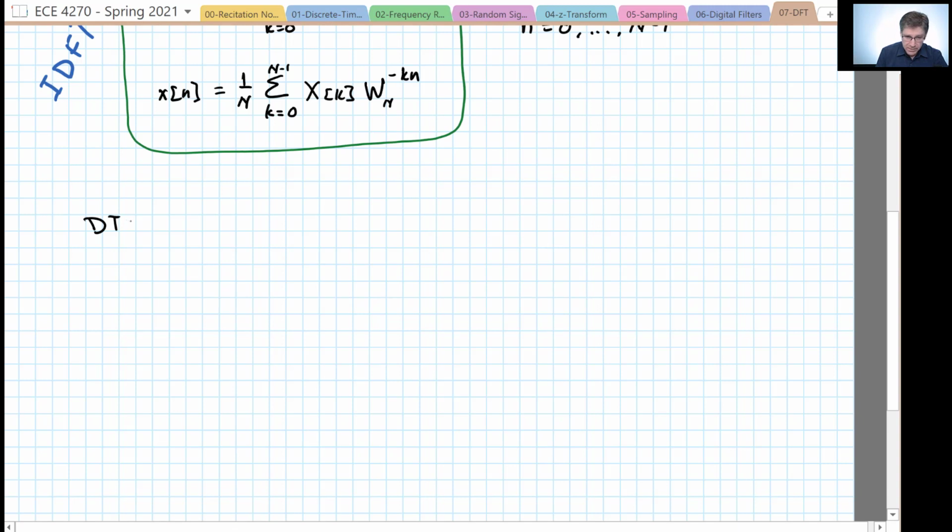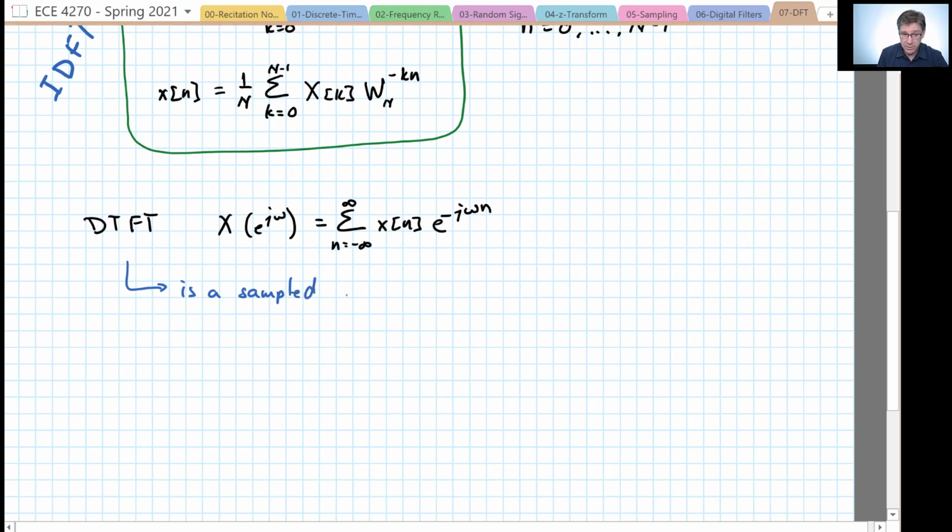So the DTFT, as you might recall, is defined in a similar way, except that we go from minus infinity to infinity: x[n] e to the negative j omega n. And the DFT is just a sampled version of the DTFT. This has some implications we'll talk about. It's sampled not in time, it's sampled in frequency.